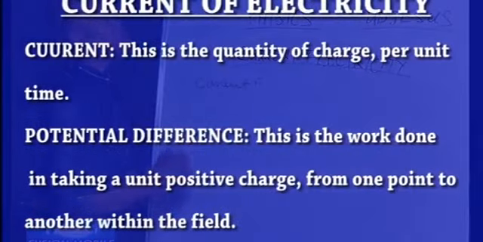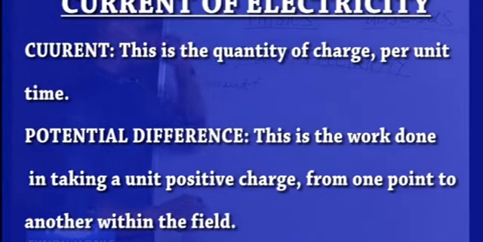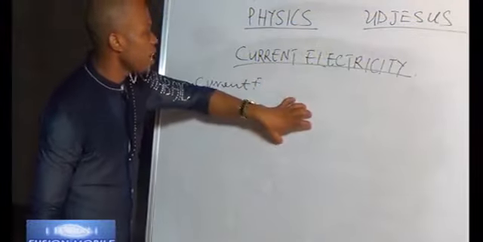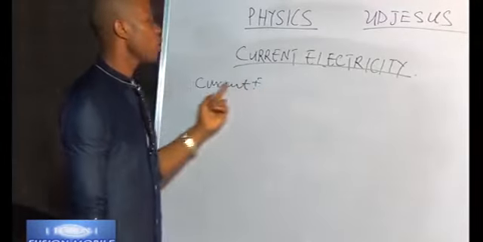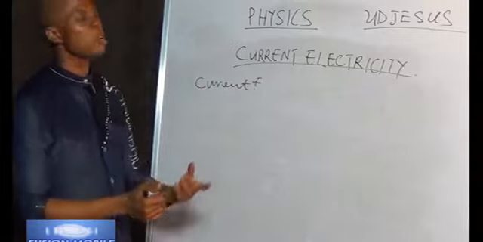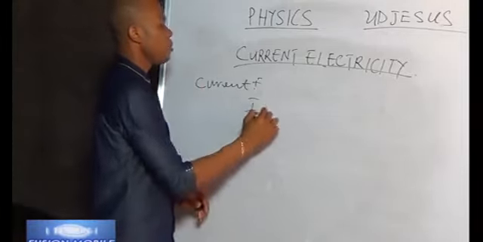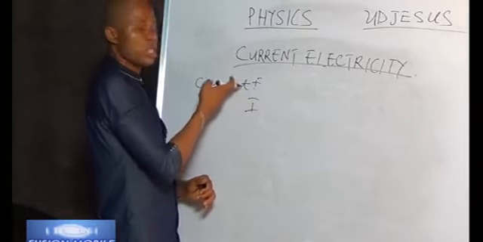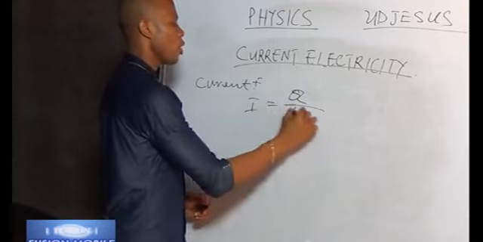Talking about current, this simply means the quantity of charge per unit time. That means if I have this board as my frame that I'm observing, the quantity of charge on this particular board within a given time interval is what we call current. So mathematically we define current as the quantity of charge per unit time, which simply means that I, the conventional representation of current, is equal to quantity of charge Q all over time.